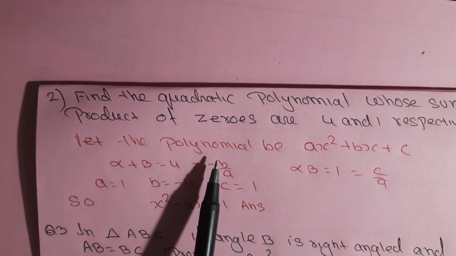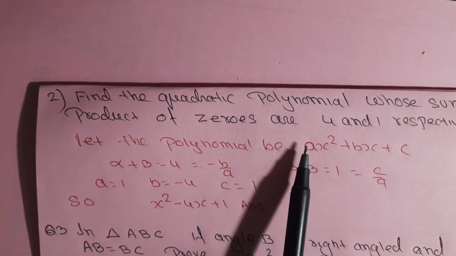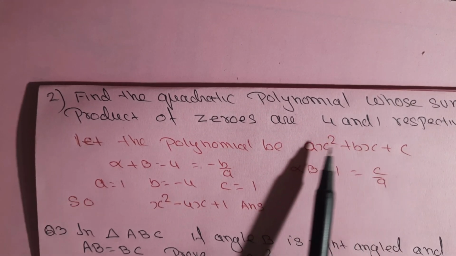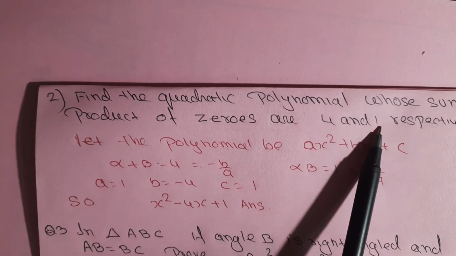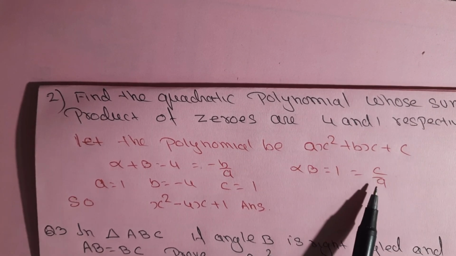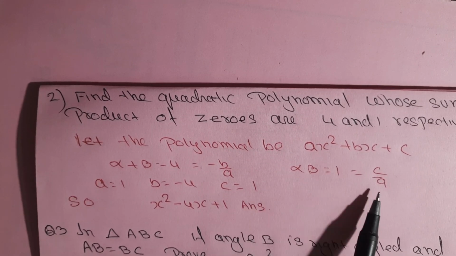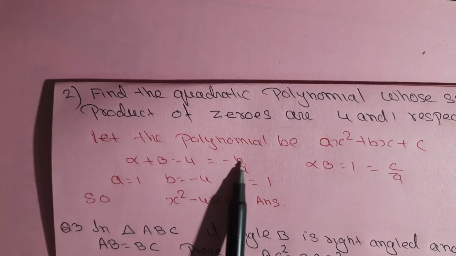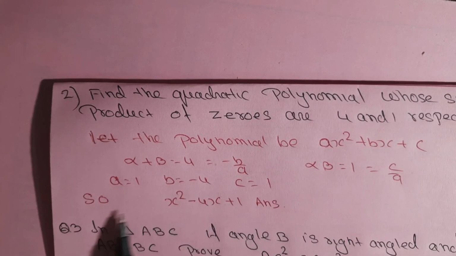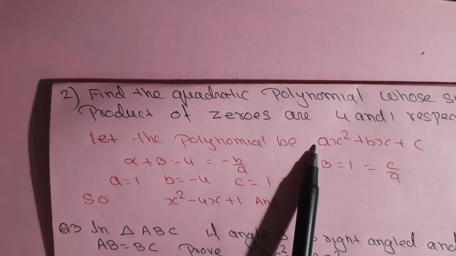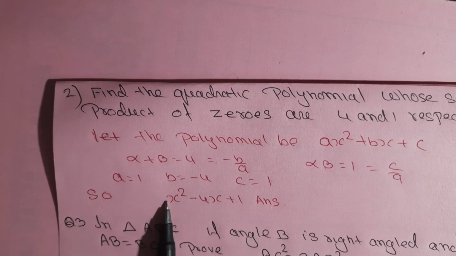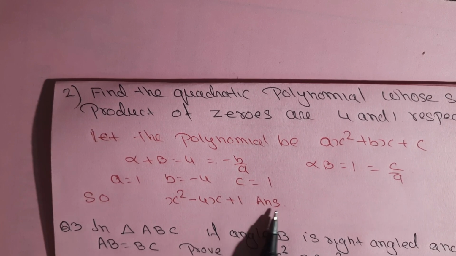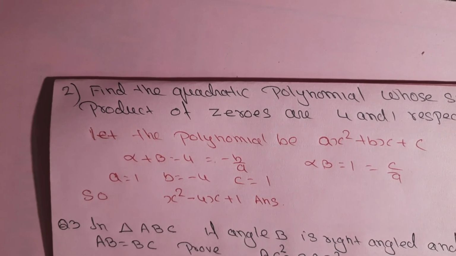We know the formula, minus b by a is the sum of the roots, and the product of the roots is alpha into beta, which in the question is given as 1. That means c by a is equal to 1. So here a is 1, b is minus 4, c is 1. Put it in the form, and you get x square minus 4x plus 1 equals 0. This is the quadratic equation for the given roots.